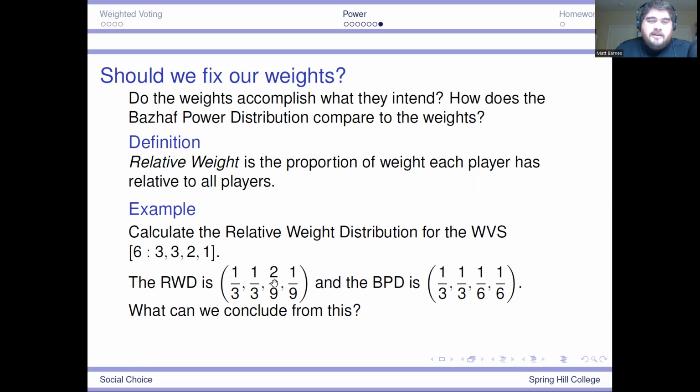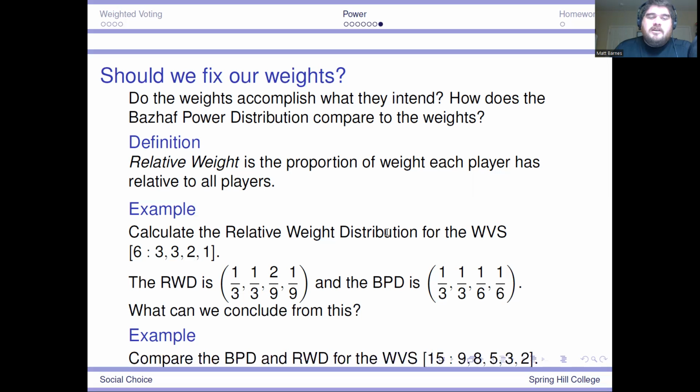However, here, player 3, right, is supposed to be twice as powerful as player 4. They have 2 votes, player 4 has 1 vote, but they have the same power. So different weights, same power. So that tells us that maybe our weighted voting system here isn't quite accomplishing what we're hoping for it to do. All right, so as an example, if you'd like to try this again, compare our Banzhaf power distribution and our relative weight distribution for this weighted voting system and see what you can come up with.